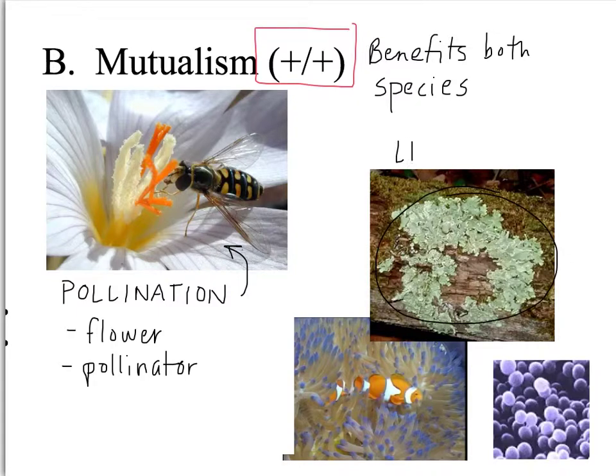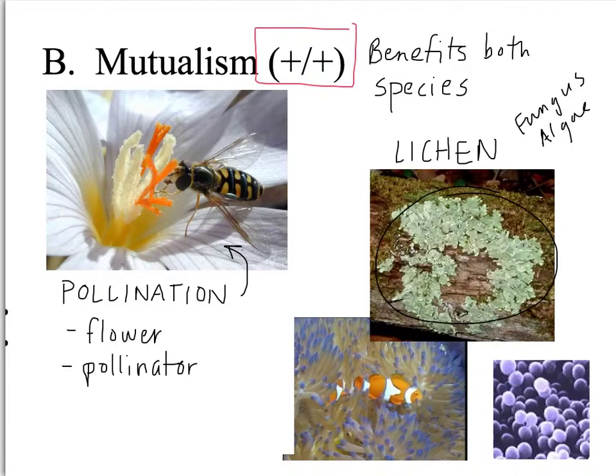something called lichen, L-I-C-H-E-N. We see this all over the place, even though you probably don't realize it. It's any green, crusty stuff you might see growing on a tree or sometimes on garage doors or things like that. And what lichen actually is, is a fungus and an algae living together. And they help each other.